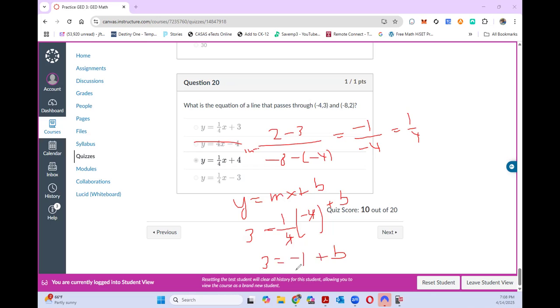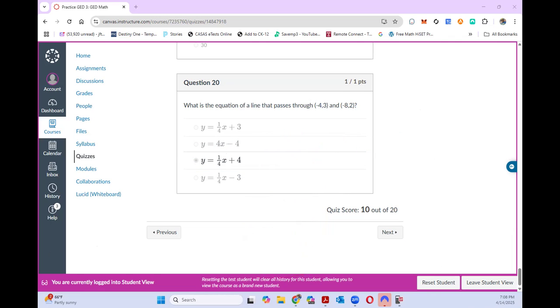In order to get b by itself, I add 1 to both sides. I get b is equal to 4. My slope is 1/4. My y-intercept is 4. That's how you do it by hand. If I'm doing it with the calculator, it's even easier.